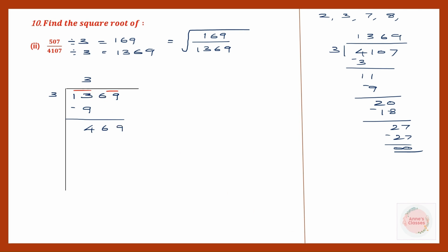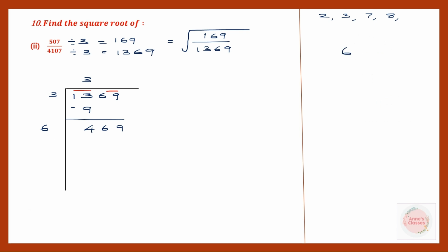3 twos are 6. Now we need to put a number next to 6 and get a number close to 469. So let's put 6 and put the number 7 next to it, into 7. 7 sevens are 49, carry 4. 7 sixes are 42 plus 4 is 46. So we have got 469, which is the same number as this. That means next to 6 we have to put the digit 7. So let's make it 67 into 7, 469. So when you minus, your remainder is 0.